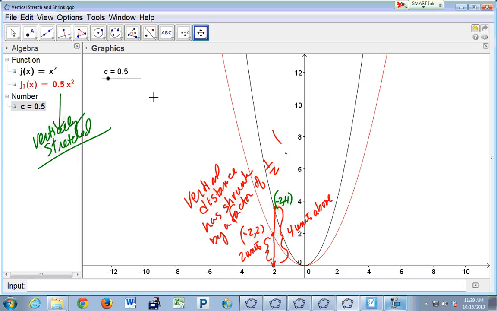Okay, so that's vertical. Again, it works how you think it works. If your number is big, you stretch, you get bigger, taller, faster. If your number is a fraction, you get wider, you're being vertically shrunk, you're getting more wide. Your vertical distances are not as tall as they were.